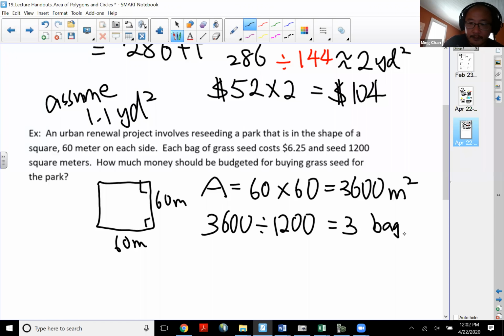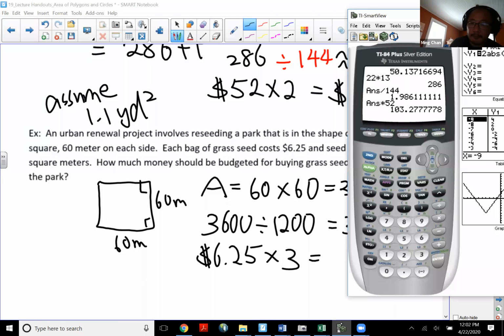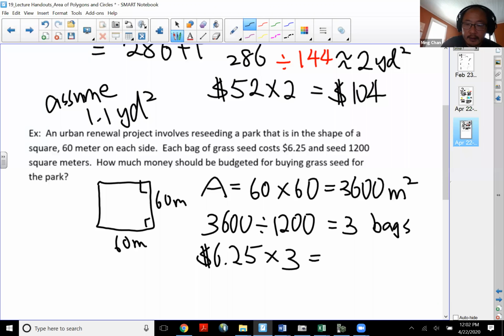There you go. Every bag is $6.25. 3 bags times by 3. All right. So this problem is not that hard. So $18.75. So this one is not bad.